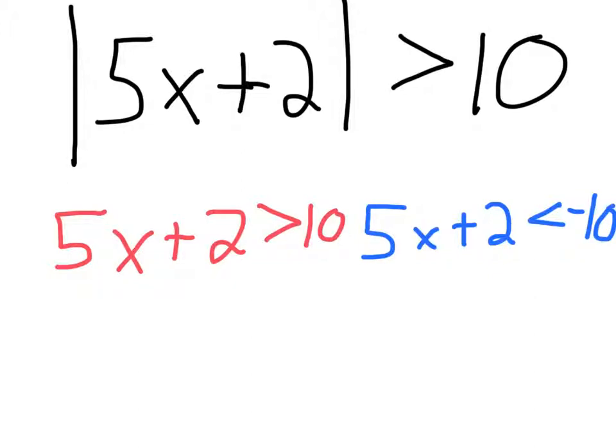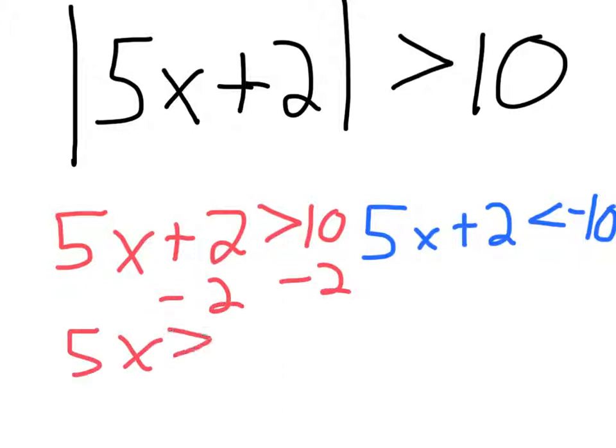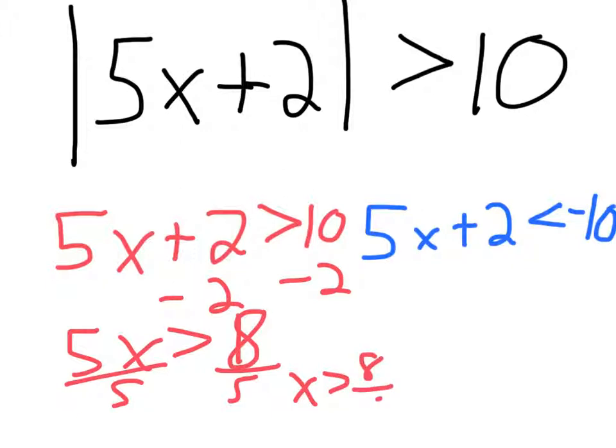Just like I did here, the sign flipped. So now that we flipped our signs, we can solve the inequalities. We want to get rid of that 2, so we're subtracting it. 10 minus 2 makes 8. Divide both sides by 5 to get x is greater than 8/5.